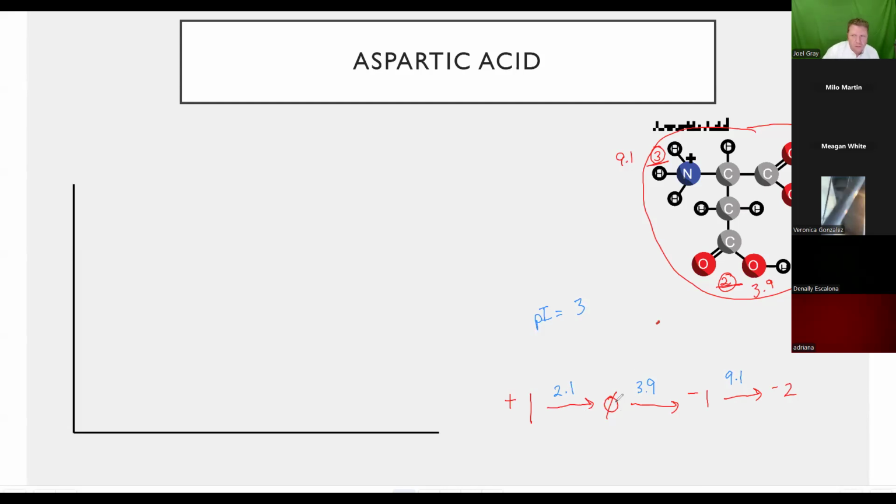So this is the sort of calculation that I think is very helpful. And putting something like this together is going to save you a lot of time and energy because you can just say, okay, well, this exact same charge range is true of aspartic acid and glutamic acid.